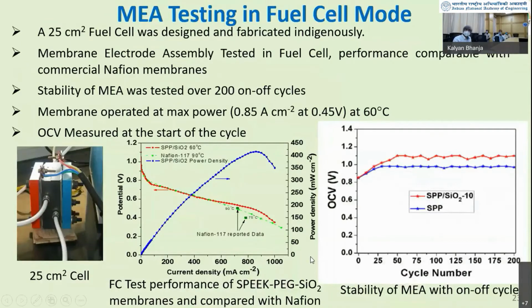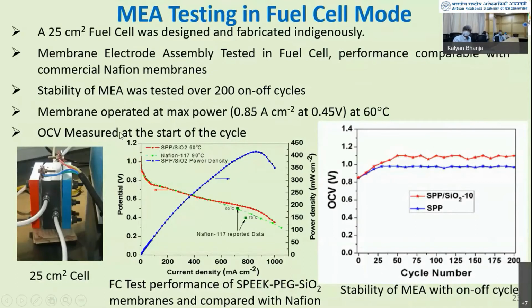Whatever testing has been done, we can see the performance here. The green one is the Nafion based MEA, and the red one is our own MEA, that is SPP with silicon oxide nanoparticle. So we can see the performance, they are almost matching, or in fact matching. Only here there is some deviation, otherwise performance wise they are at par.